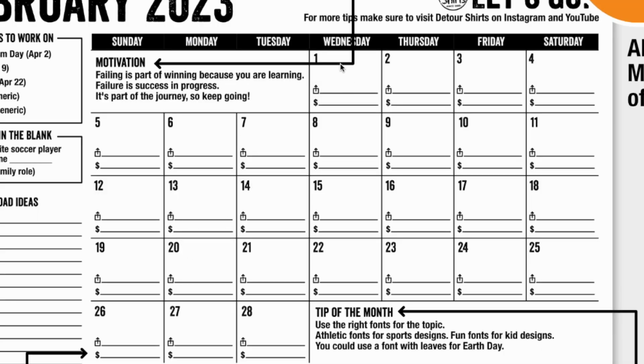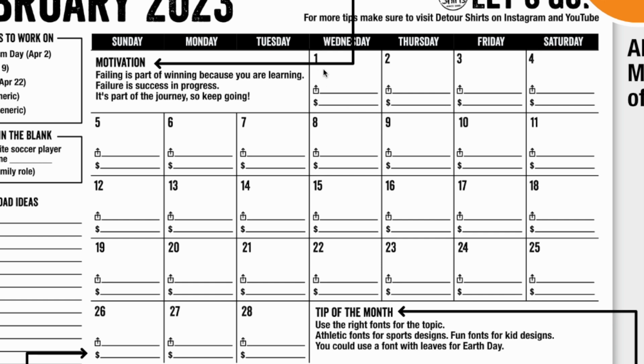We also have right here on each day, I made an uploads line and a sales line. So that's what that means, uploads and sales. And so you can write down how many you uploaded today and how many sales you made, or the profit you made for that day, just to kind of give you some motivation.